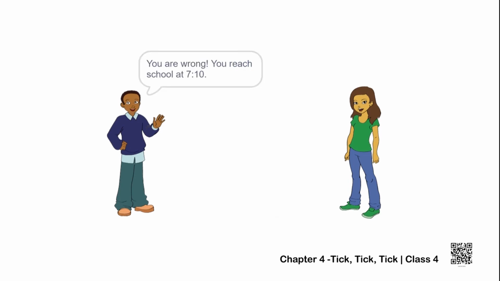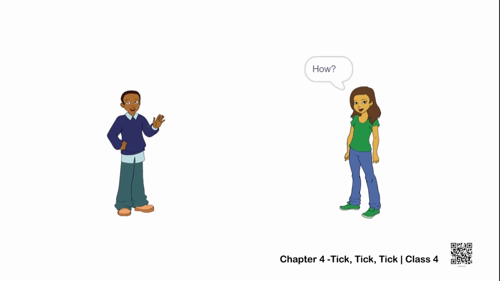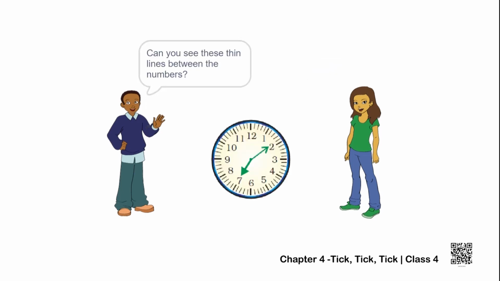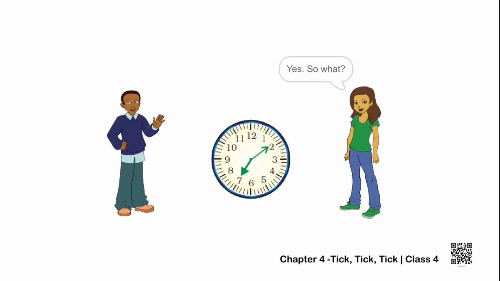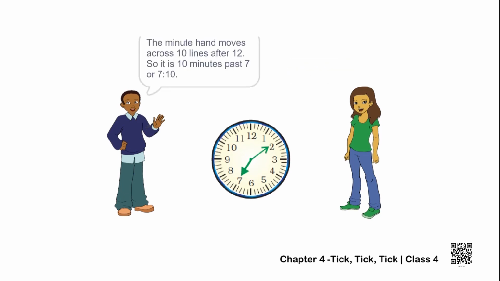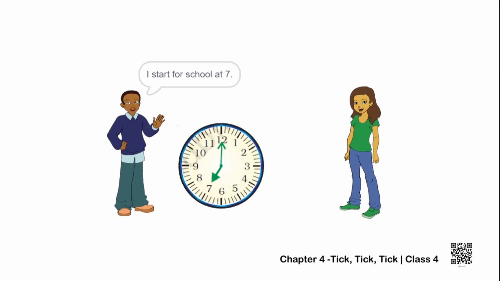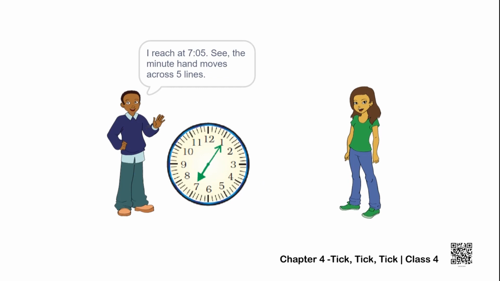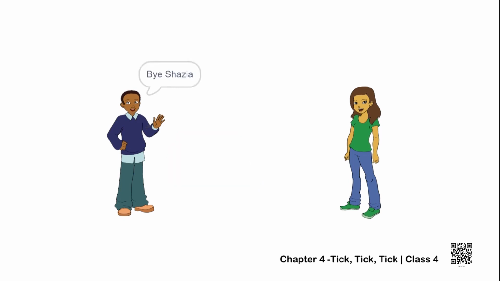You are wrong. You reach school at 7:10. How? Can you see these thin lines between the numbers? Yes. So what? The minute hand moves across 10 lines after 12. So, it is 10 minutes past 7 or 7:10. I start for school at 7. I reach at 7:05. See, the minute hand moves across 5 lines. Bye, Shazia. Thank you and bye Pamposh.